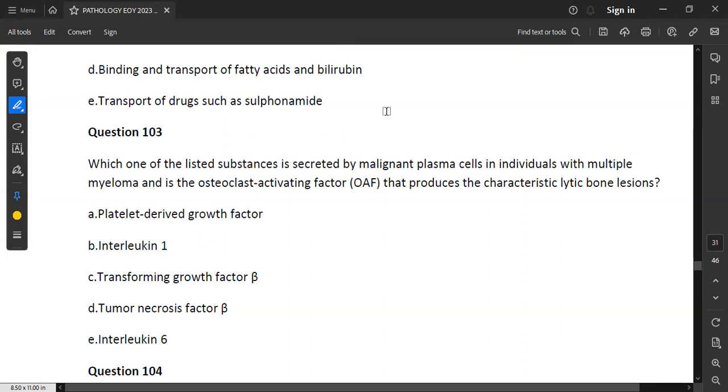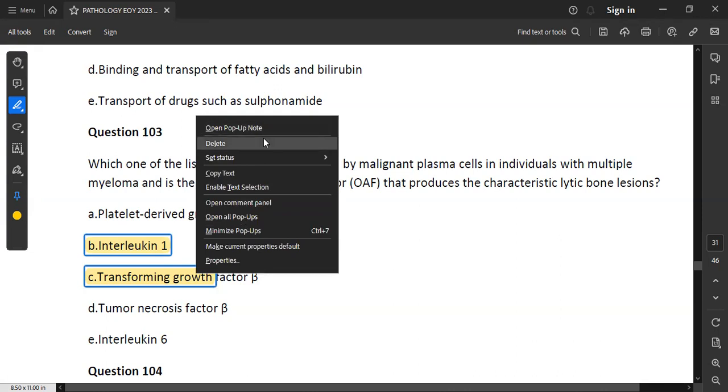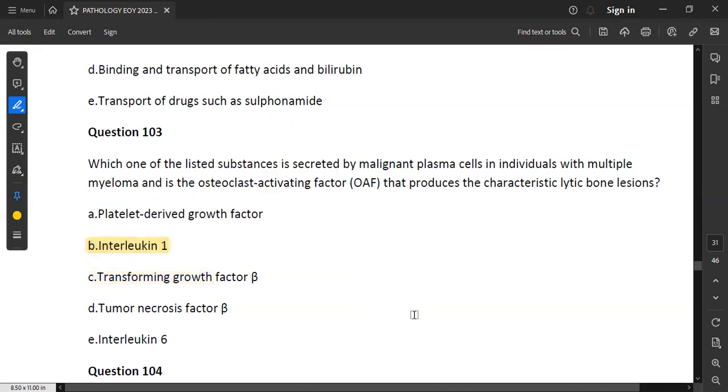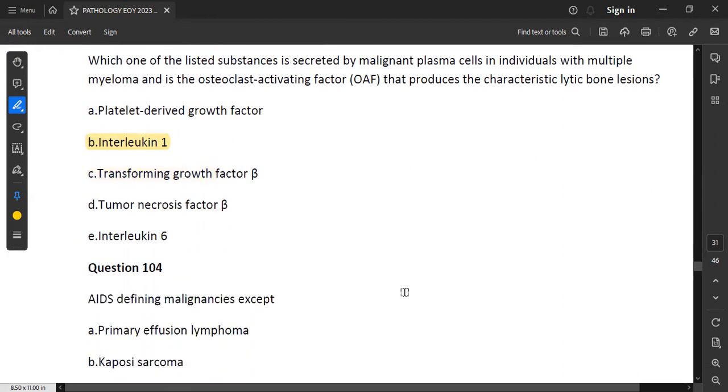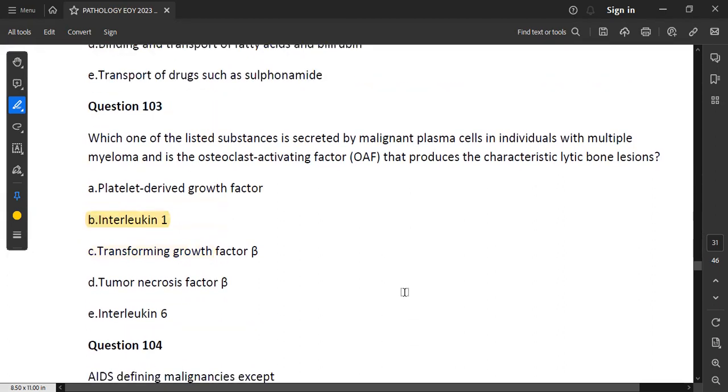Yes, interleukin 1, RANK-L. Yeah, those are enough. Even interleukin 3, I saw it somewhere. So here, the answer is interleukin 1, and it's also an osteoclast activating factor. So remember those three are important: TNF alpha, interleukin 1, and RANK-L. If you need to note that down, it's in the chat box.